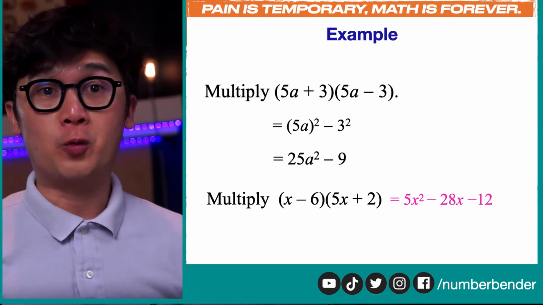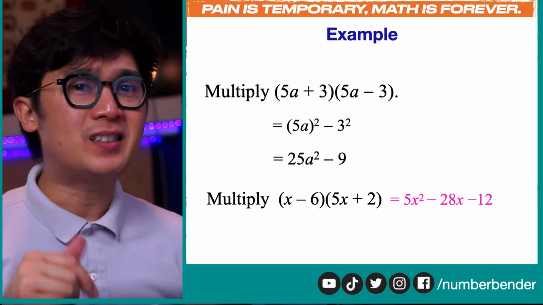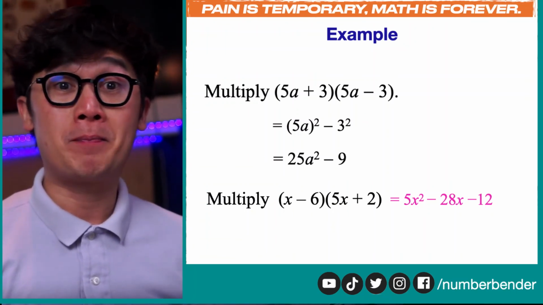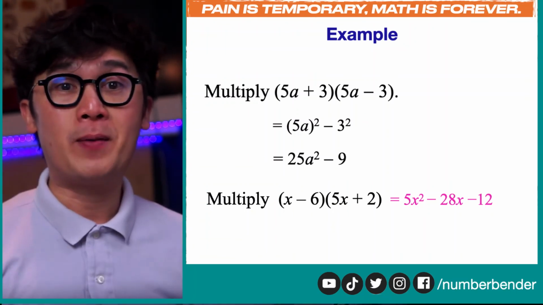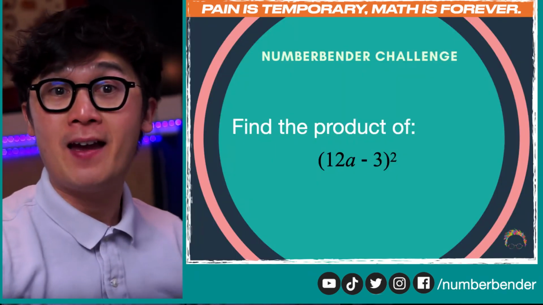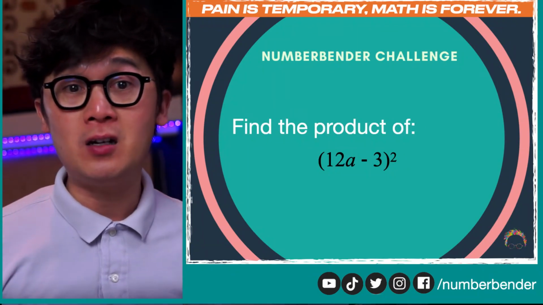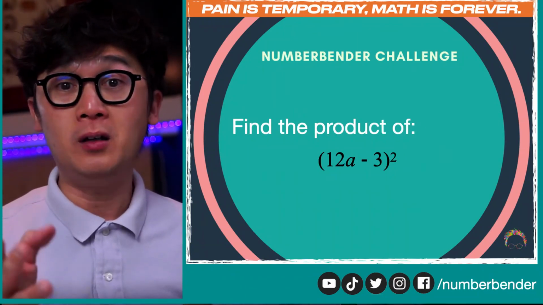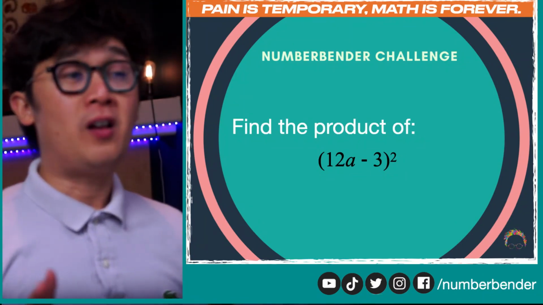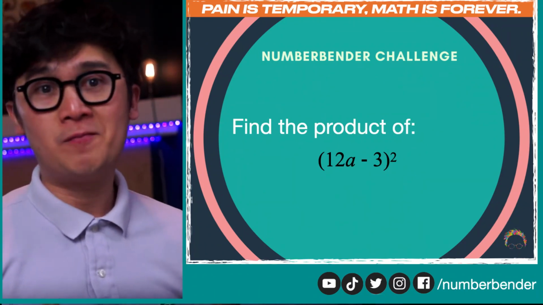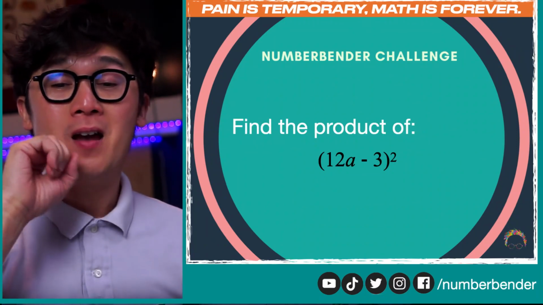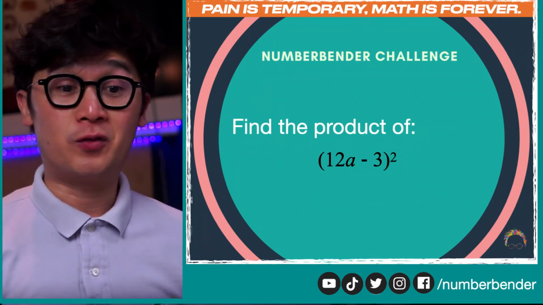So remember, when you're working with binomials, if let's say you forgot how to use the formula for those special cases, you can always revert back to the FOIL method to multiply the binomials and your answer will still be the same. But for your Numberbender challenge for the day, I want you to start getting used to the pattern of using the special cases of binomial and see if you can find the product of 12a minus 3 quantity squared without using the FOIL method, but using the special case of binomial that we covered for today's lesson.